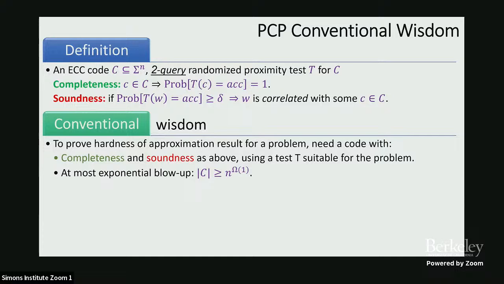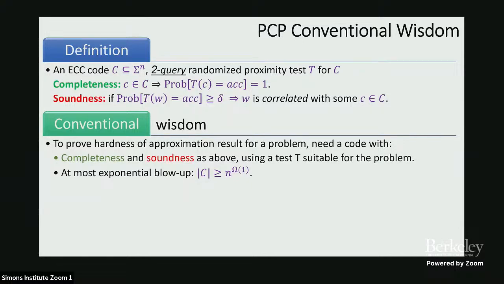Secondly, the tester looks at some values, does some computation, and decides whether to accept or reject. The conventional wisdom is that if you want to use this tester to prove a hardness result for something, then the check that the tester does has to be of the type that you want. For example, if you want to prove a hardness result for 3-LIN, then the tester is going to have to look at 3 locations and check a linear equation in the 3 of them. So this is the first thing that you want.